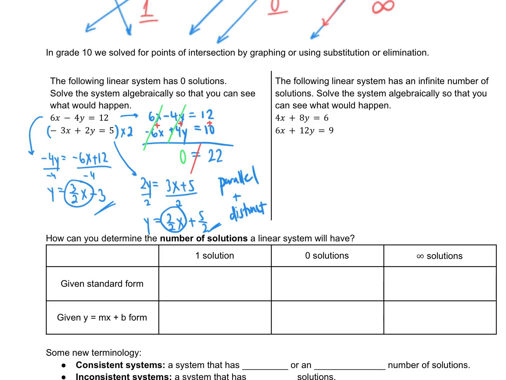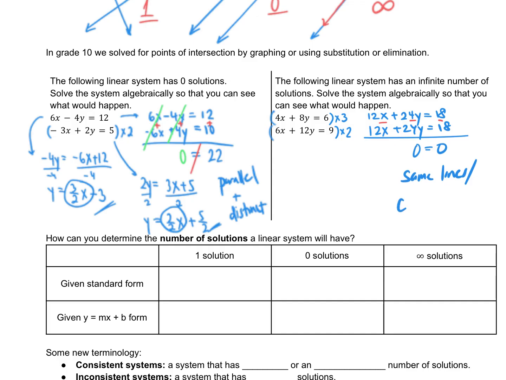Now let's look at a scenario where we have an infinite number of solutions. So again, I'm going to choose to do elimination here. I'm going to multiply this line by 3 to get 12x, and this one by 2 to get 12x. So I end up with 12x plus 24y equals 18, and then 12x plus 24y equals 18. Well, we can already see that the lines are identical, but when I subtract, everything cancels out, and I get this true statement. These lines are the exact same.